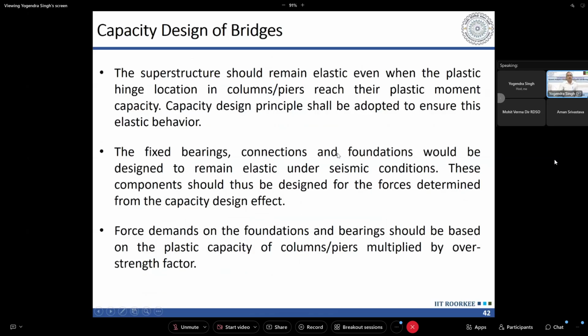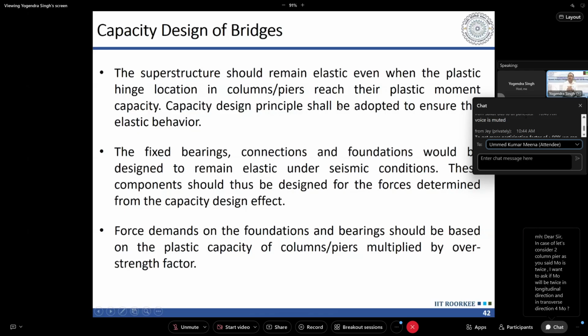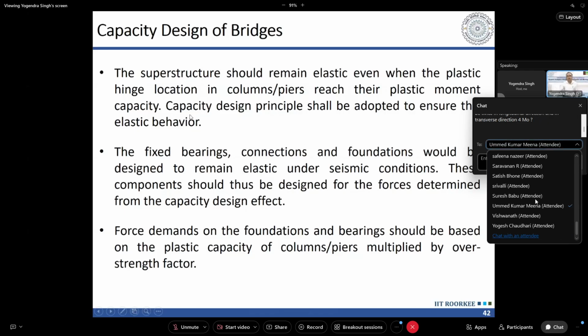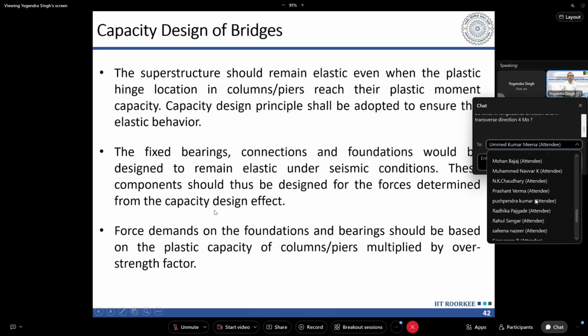Okay, and our superstructure during earthquake should remain elastic, because there is no location in the superstructure where we can dissipate energy, where we can provide ductile detailing, and it will be able to dissipate the energy. So we design our superstructure in such a way that no hinges are forming in the superstructure. The hinges are forming in piers only.